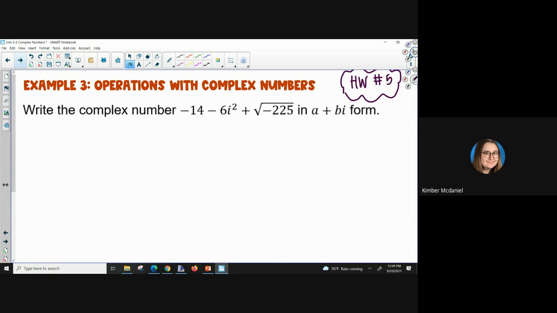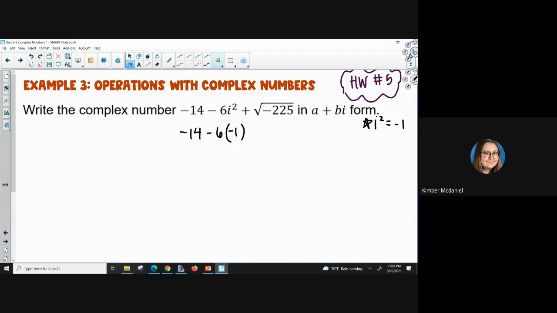So this one says, write the complex number negative 14 minus 6i to the second plus the square root of negative 225 in a plus bi form. Now, you can do a couple things here. Again, anytime I see i squared, that's what I start with. So I'm going to bring down negative 14. I'm going to bring down my minus 6, but instead of i to the second, I'm going to put negative 1 because, again, an important fact is that i squared equals negative 1.